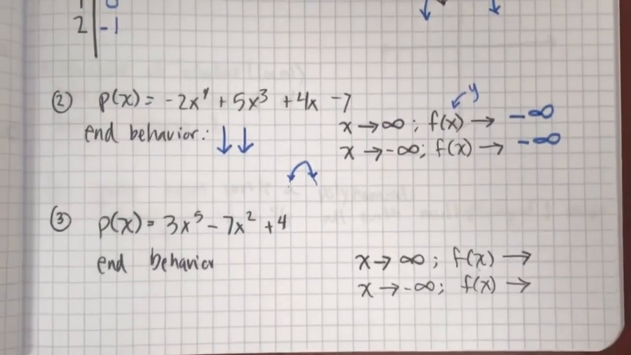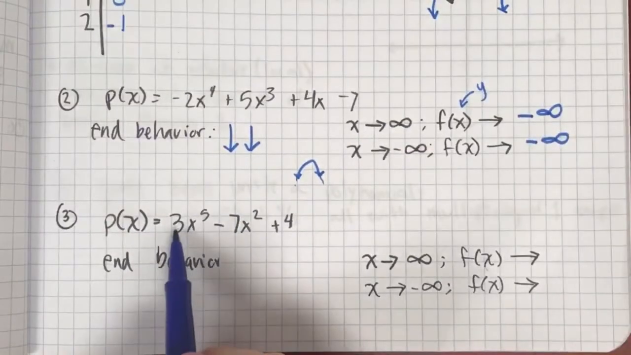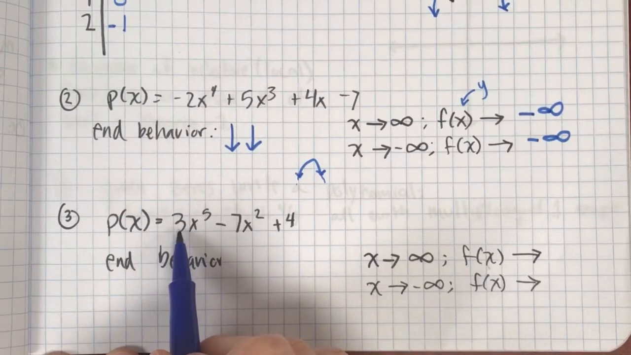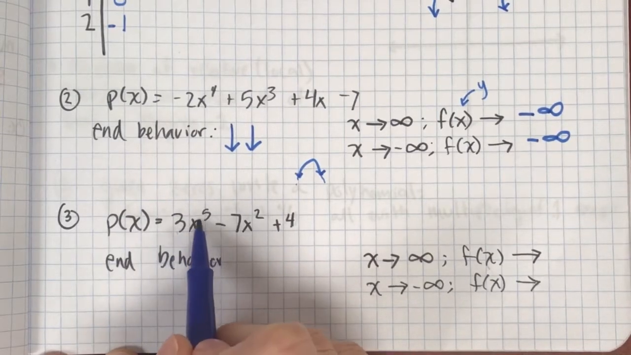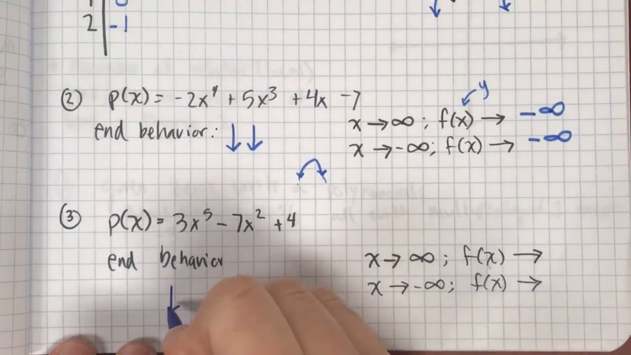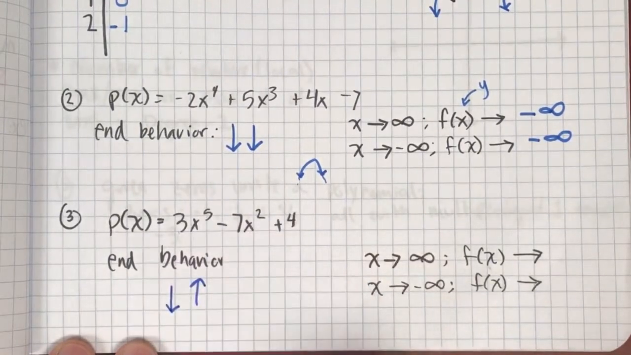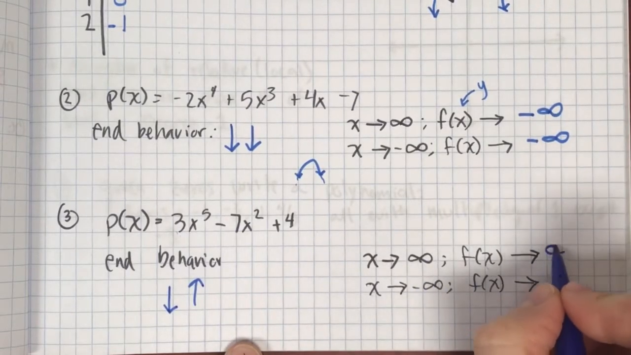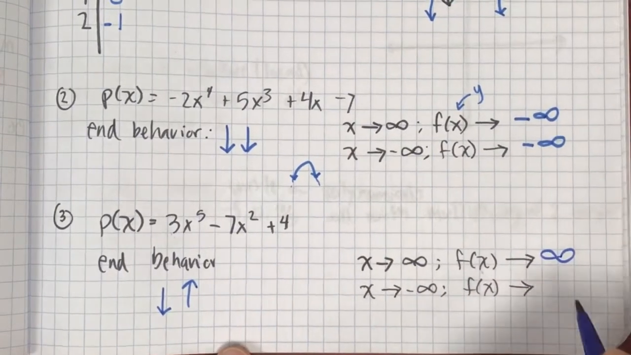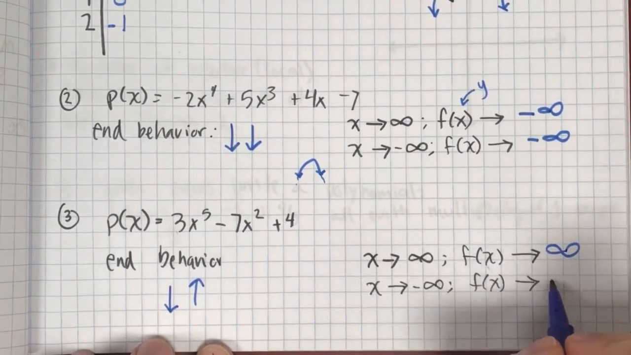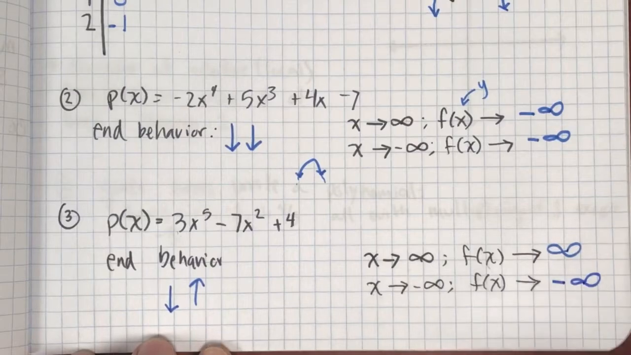So for our next one, we have a positive leading coefficient and an odd degree. So my end behaviors here will be down and then up. So as I'm approaching infinity, my y values are getting bigger and bigger. As I approach negative infinity, my y values are getting smaller and smaller.